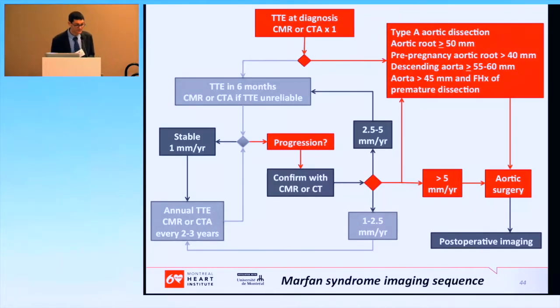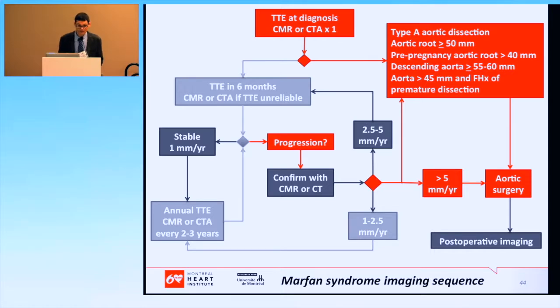This is an example of the imaging algorithm that I use for imaging Marfan syndrome. So they usually get an echo and CMR or CTA at diagnosis that should be repeated in 6 months to ensure that there's no progression. If there's no progression, so less than 1 millimeter per year of aortic size change, annual imaging could be done, annual TTE with CMR or CTA spaced out every 2 to 3 years.